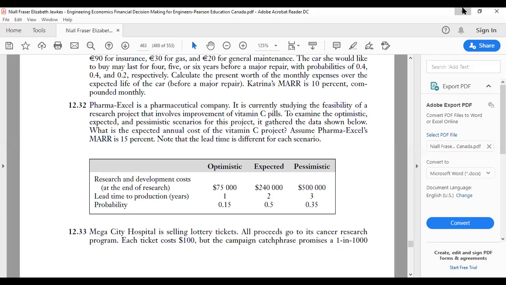Oh, you did them all together. Sorry, Shiraz, what was your value? I got 127,608. Yeah, that's what I got. You got that as well? So maybe I'm wrong. Yeah, doing it all together, I got the exact same thing. So did you take account of the lead time? Yeah, I did the expected value of the lead time: 0.15 times 1, 0.5 times 2, 0.35 times 3, and got 2.2. Then I took that value and solved for the annuity of the future value.